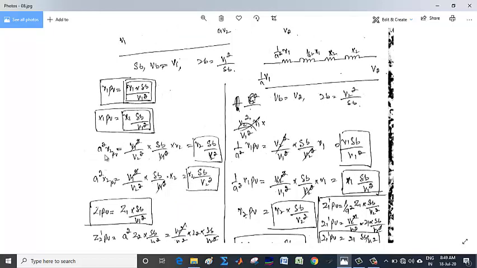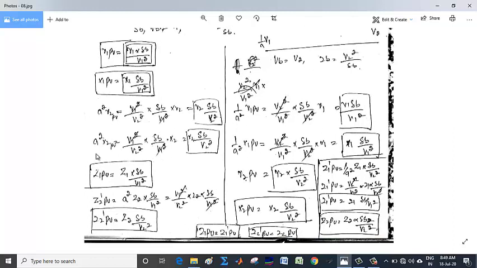A square R2 per unit will be equal to (V1 by V2) whole square into SB divided by V1 square, that is this ZB, multiplied by R2. R2 is the actual value. So this V1 square and V1 square will cancel out. It will be equal to R2 into SB divided by V2 square. Here it comes out to be R1 into SB divided by V1 square, and for R2 it will be V2 square.